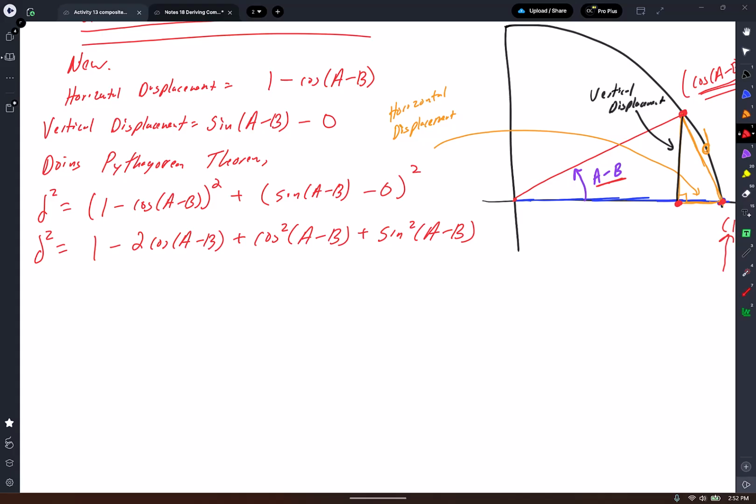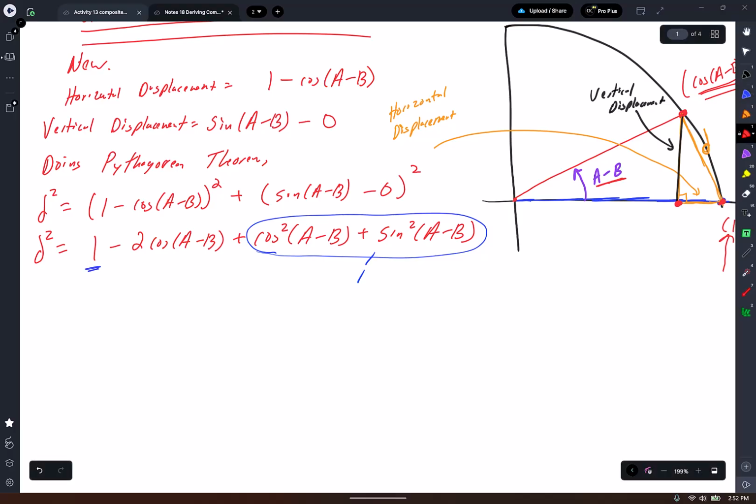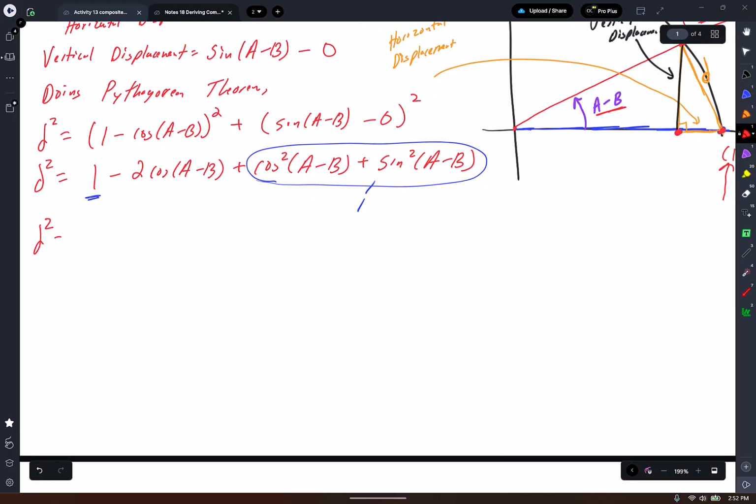Okay, check this out. Look how beautiful this is. So this cosine squared A minus B plus sine squared A minus B. Look, there's another one. Like DJ Khaled said, another one. That's just the Pythagorean identity again. That's just what? 1. And what's 1 plus 1? So here's what I have now. I have d squared equals 2 minus 2 cosine a minus b. And I think we're good.